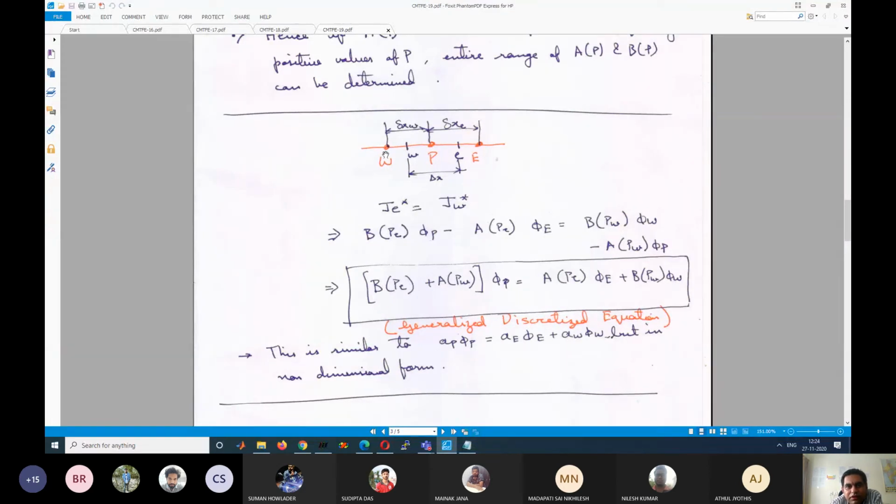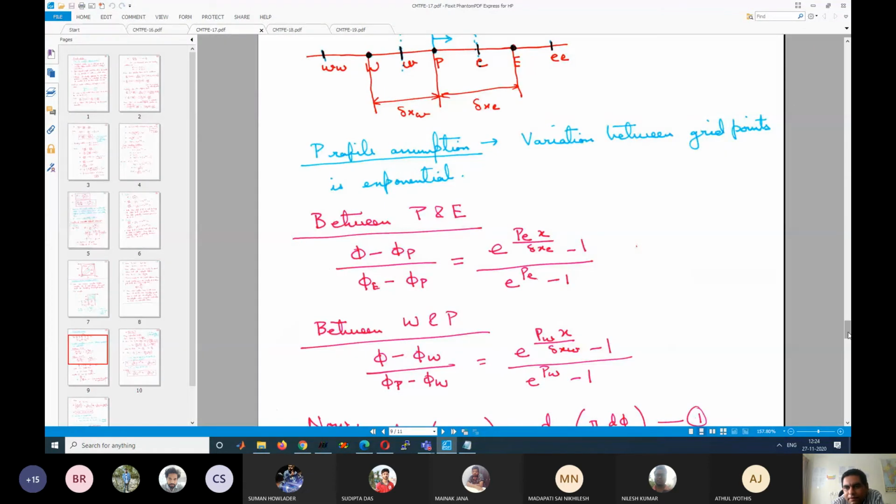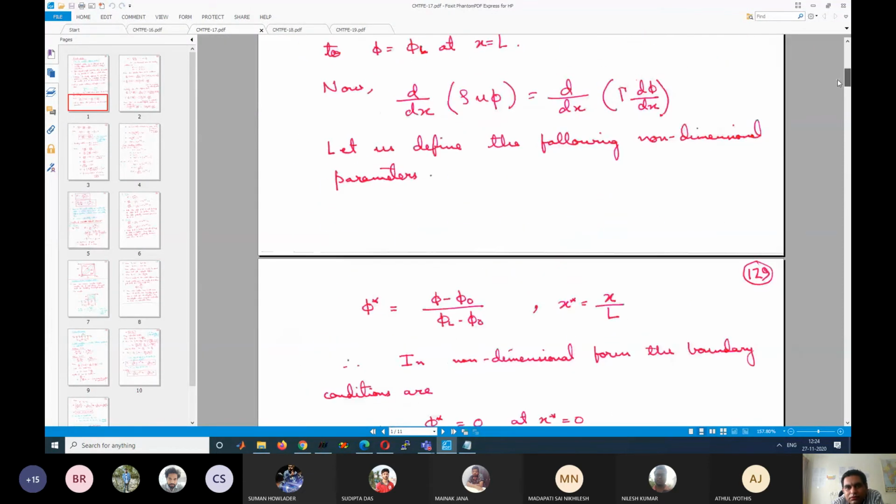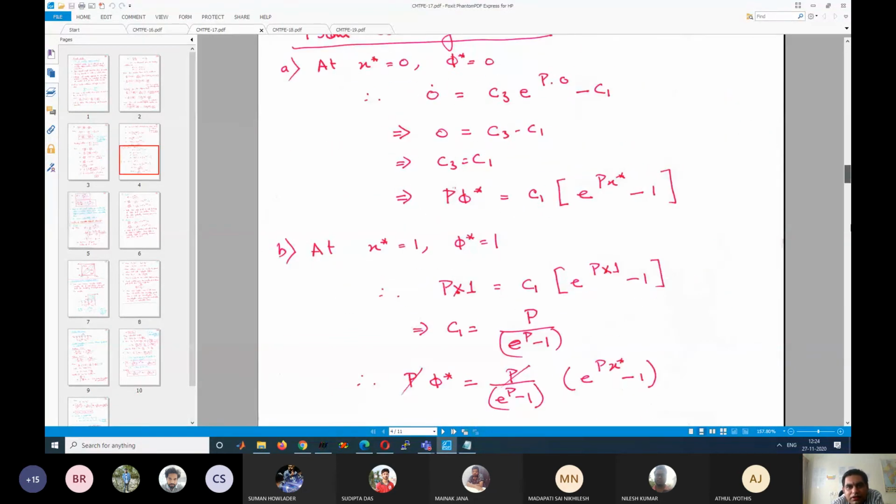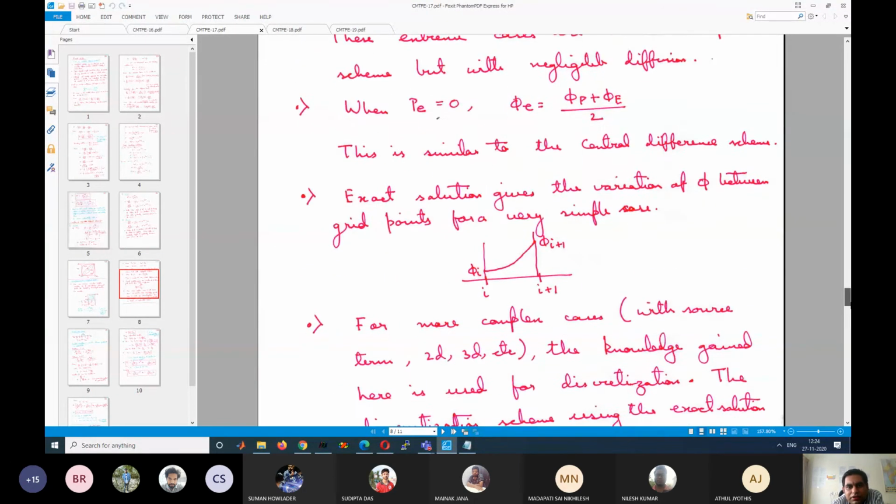So this is our grid structure, W, P and E. Already you know this, I am not repeating. For this control volume P going from small w to small e, what will be the convection diffusion equation? I can write it in this form: d/dx of (rho u phi) is equal to d/dx of (gamma d phi/dx), right?